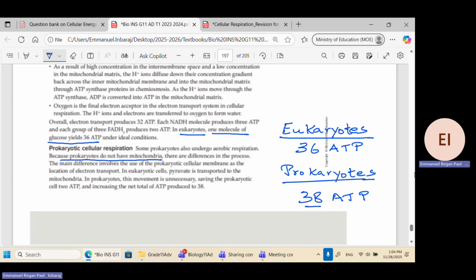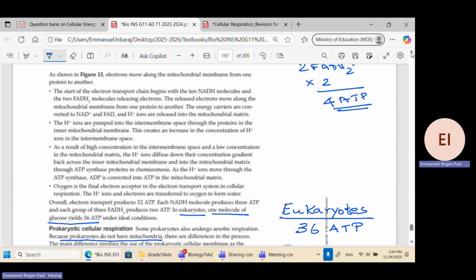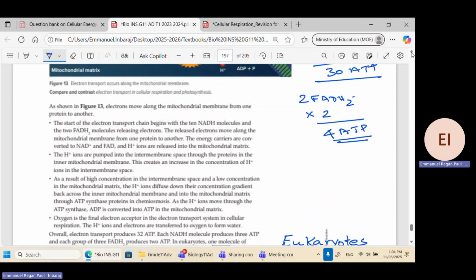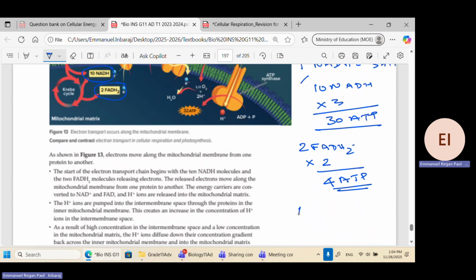And the next thing that you should remember: how many NADH and how many FADH2 enter the electron transport chain? I already gave you that. 10 NADH and 2 FADH2 enter the electron transport chain. So this is very, very important. Now let's go to the questions and see if we can answer.